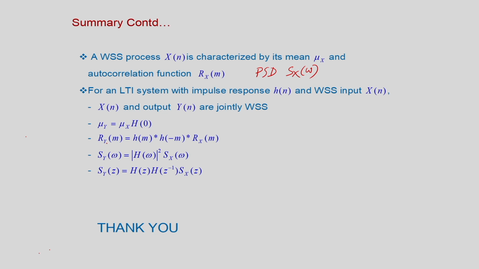The autocorrelation function of the output process, Ry of m, is given by h[m] convolved with h[minus m] convolved with Rx of m. It is the convolution of h[m], h[minus m] and Rx of m. And in the frequency domain, we get Sy of omega equal to mod of H of omega squared into Sx of omega. Also, in terms of the Z transform, Sy of z, the generalized PSD, is equal to H of z into H of z inverse into Sx of z. Thank you.